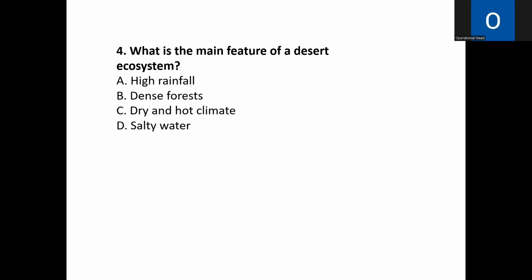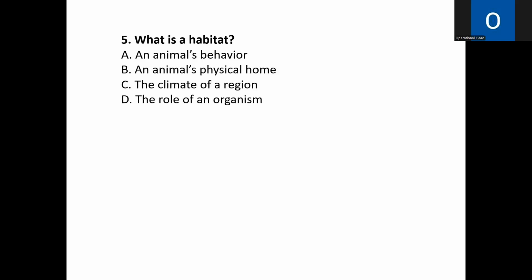What is the main feature of a desert ecosystem? Think about it, take your time. The answer is C, dry and hot climate conditions. What is a habitat? Easy. It's B. An animal's physical home is a habitat.